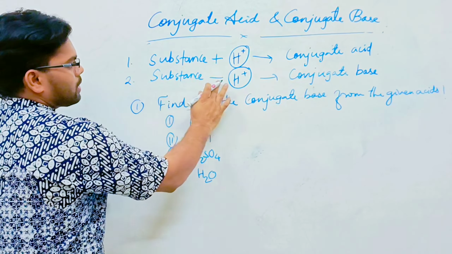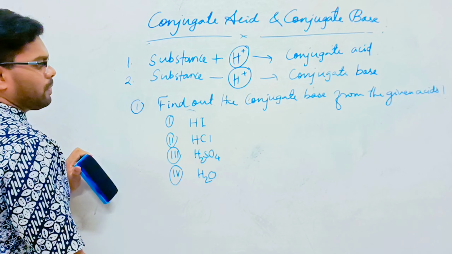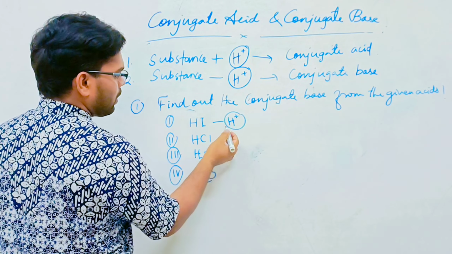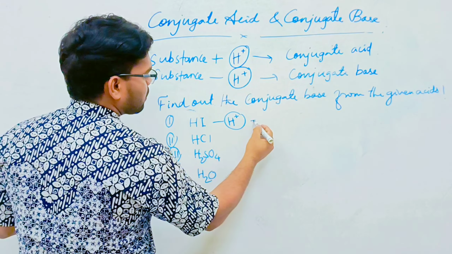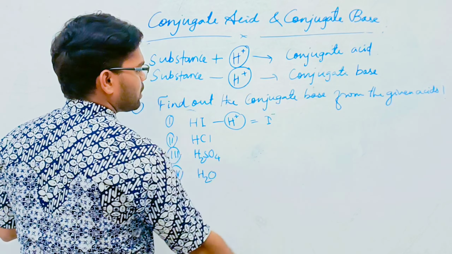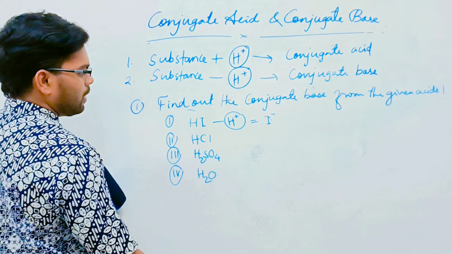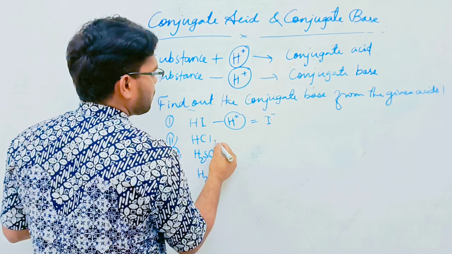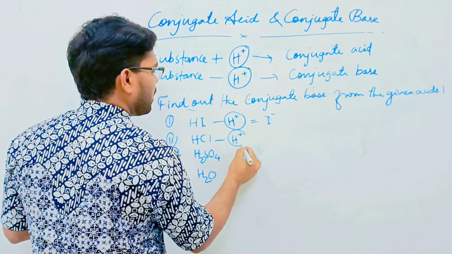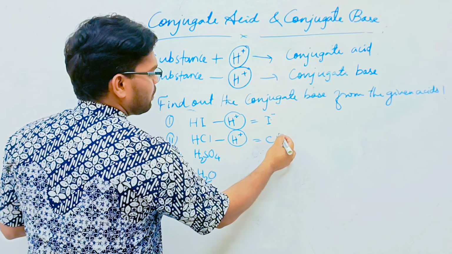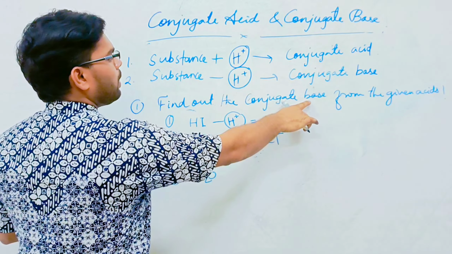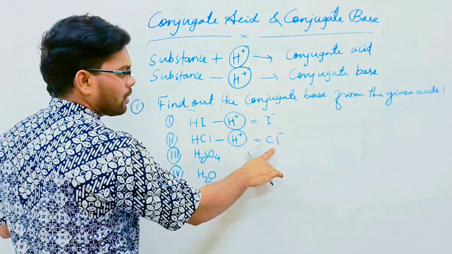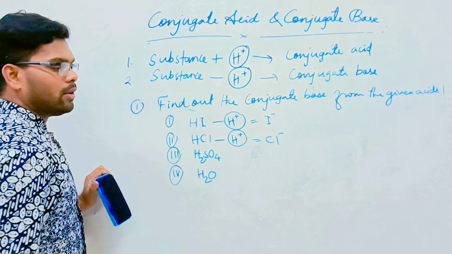So what you do, substance just minus hydrogen ion. That means from this substance you remove one hydrogen ion. So this hydrogen ion is removed and the answer will be just iodine minus, I minus, because one hydrogen is removed. Yes or no? And here also you have to just remove one hydrogen ion. After removing, it will become Cl minus. So Cl minus is the conjugate base of hydrochloric acid.